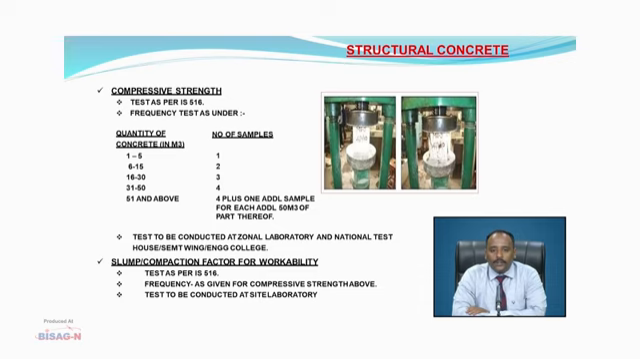In addition to the compressive strength test, slump and compaction factor for workability have to be checked. This test has to be carried out as per IS specification IS 516. The frequency of samples to be collected will be as for the compressive strength. This test can be carried out at the site laboratory itself.